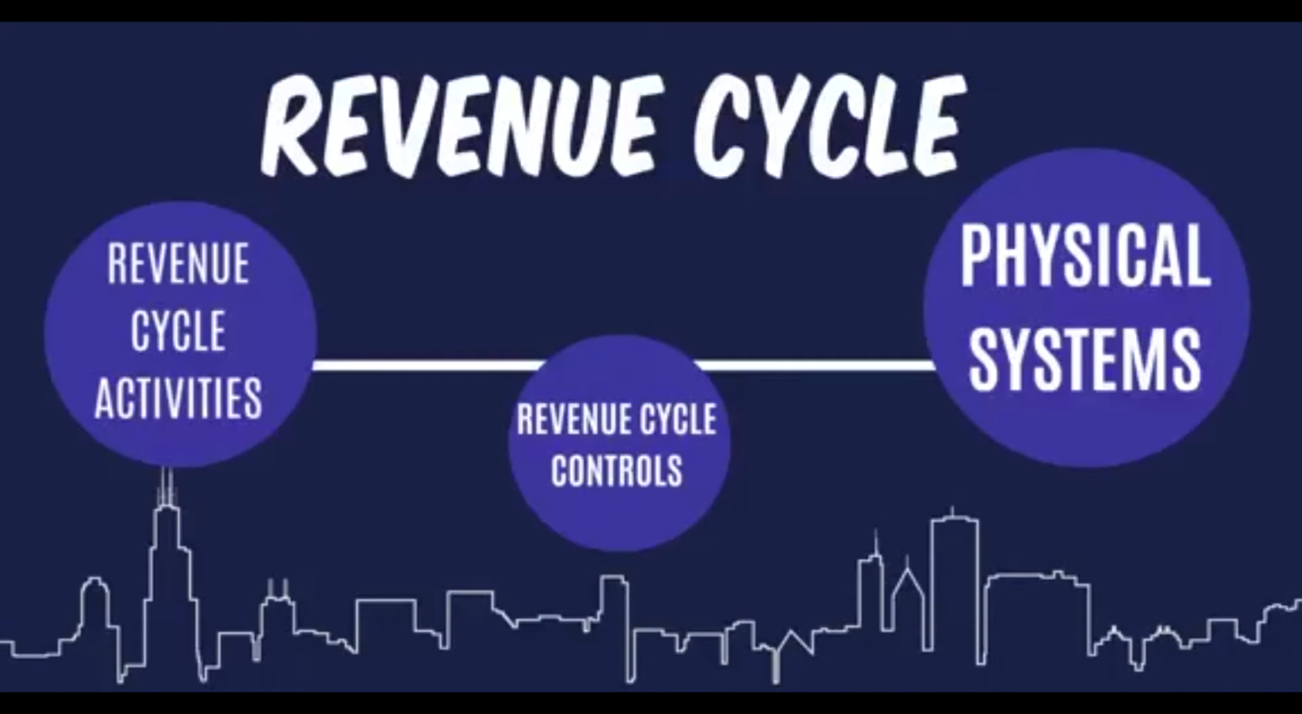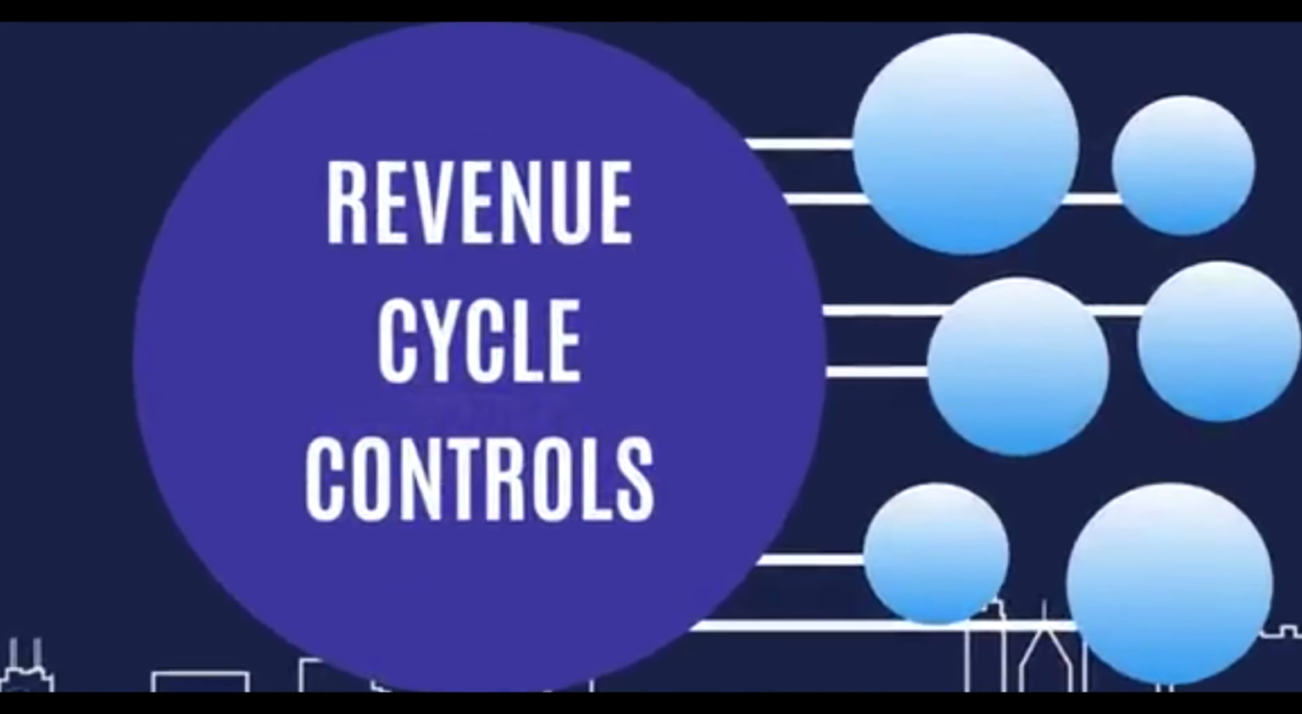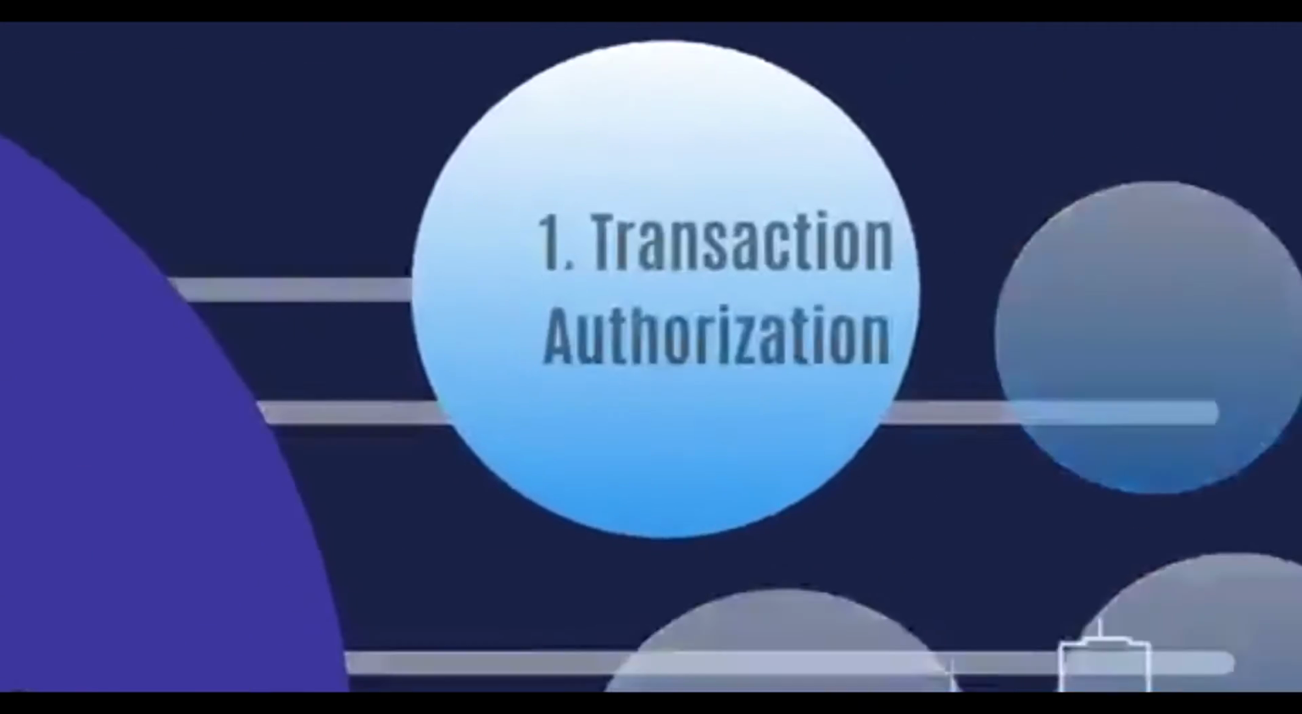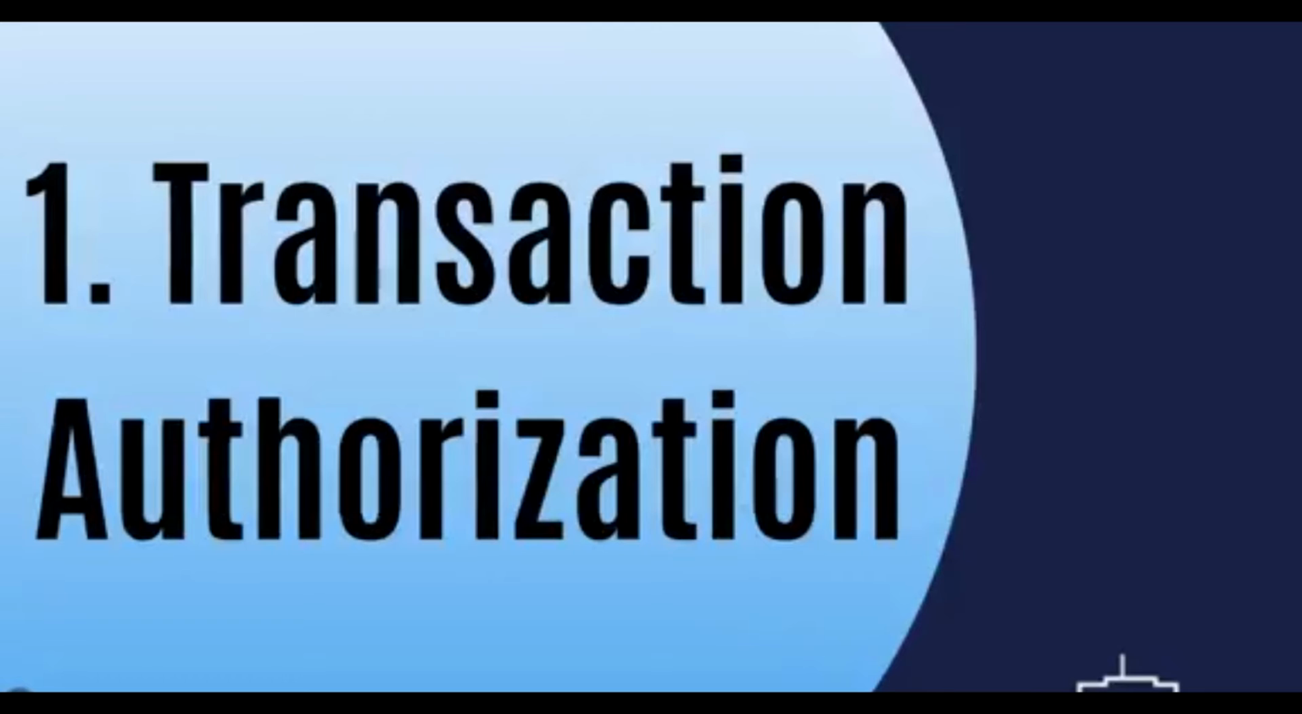After we learned about the revenue cycle activities, the second part is the revenue cycle controls. And here are the control considerations for computer-based systems. First, transaction authorization.